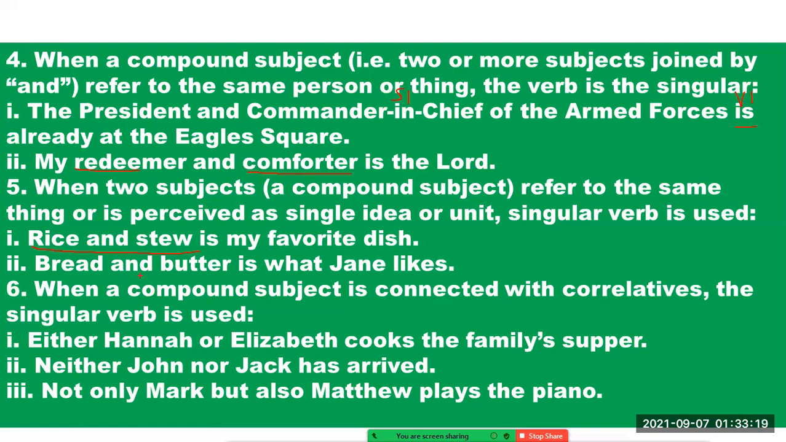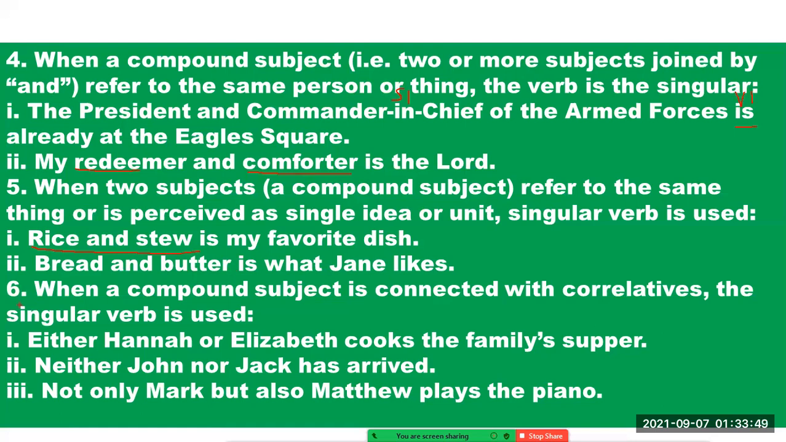So the next thing, bread and butter is what Jane likes. Now, bread and butter put together will form a meal, and of course, it is singular. And you also understand that each of them, like rice and stew, is also uncountable. So you need to understand how the rule of Concord applies in each case.